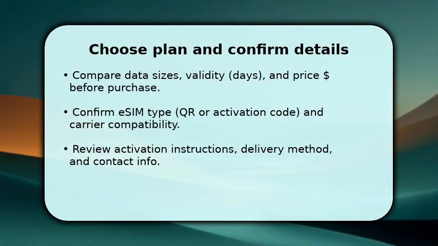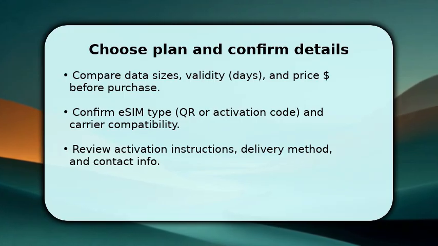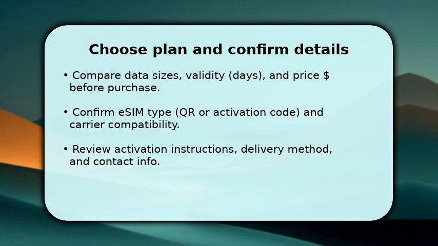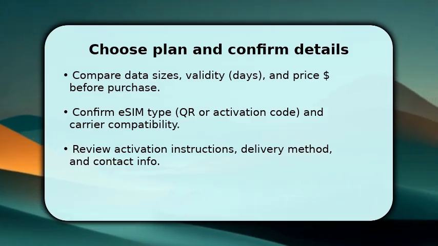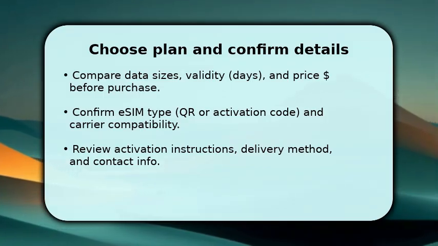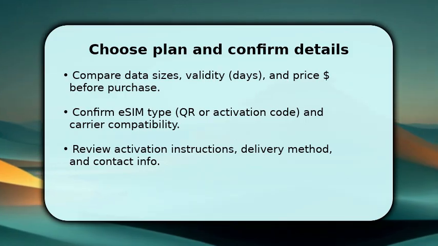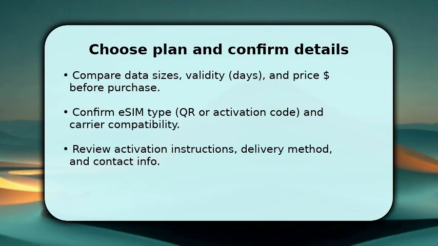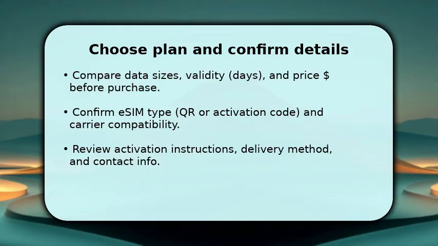Now compare options. Pick the data allowance and validity that match your trip, and check price differences so you pay only for what you need. Make sure the listing notes whether you'll get a QR code or an activation code. This affects how you install the eSIM. Also confirm the carrier and supported countries to avoid dead zones. Before you pay, read the activation steps on the product page and ensure Klook will email or display the eSIM details when the order completes.